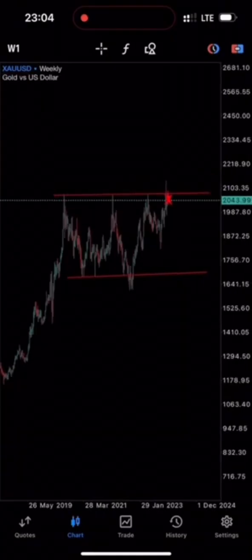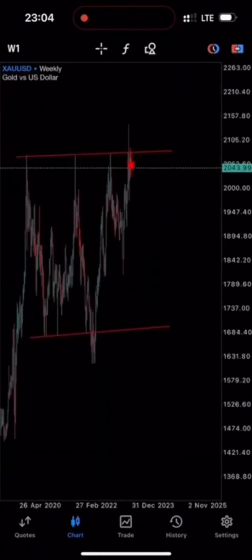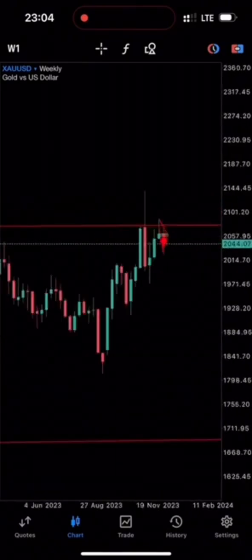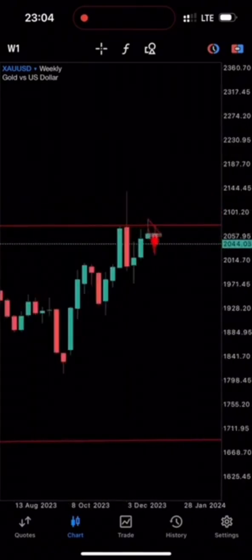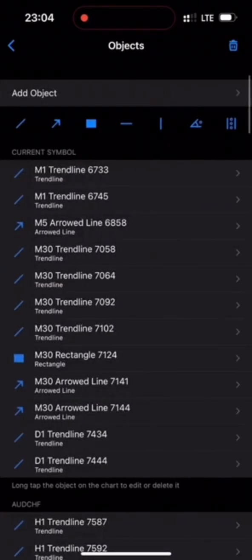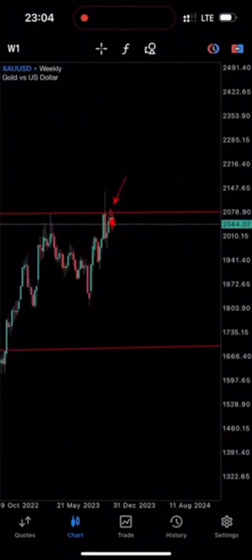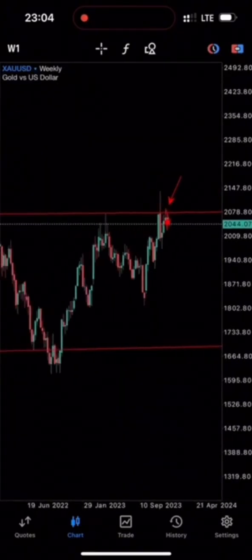In order to make it even cleaner, you will use the higher time frame. That's what you do. So here it went to the trend line and then it came back. So this indicates a fake out. This is indicating a fake out.